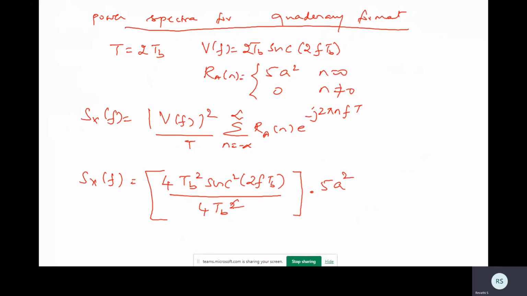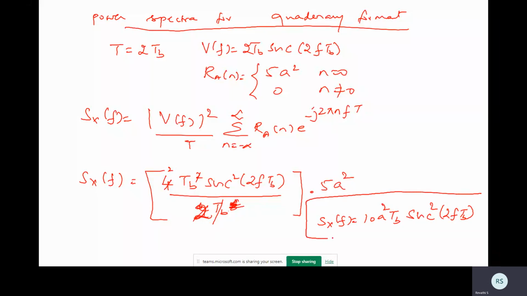So you get 4, sorry, in the denominator you will have only 2 tb, right? It's not square, right? So 2 tb only. So you will get, you cancel this tb with this tb square and this 2, this becomes 2. So Sx of f is nothing but 10a square tb sinc square of 2f tb. This is for quaternary format. Okay, next let us do power spectra for bipolar format.